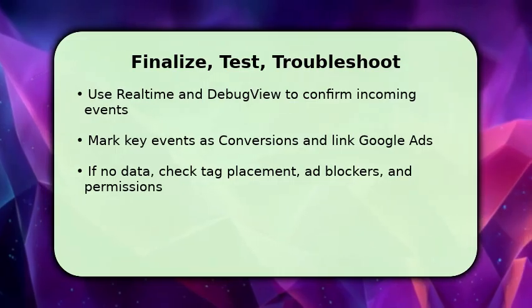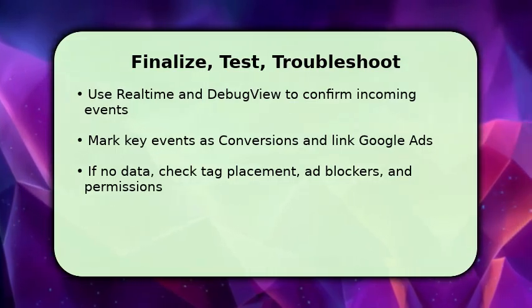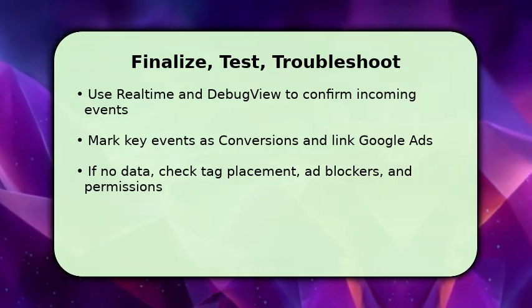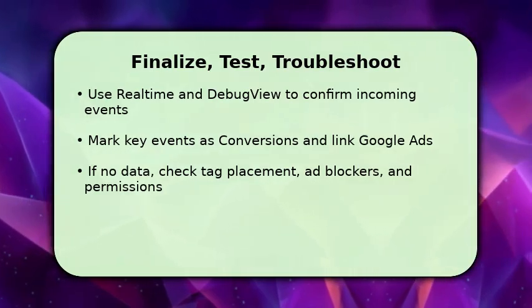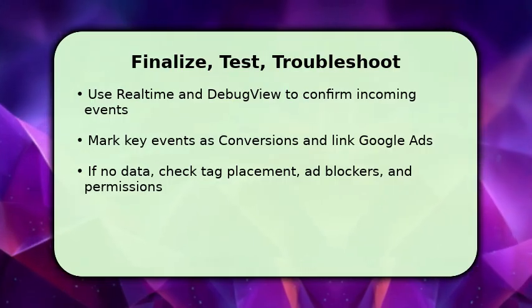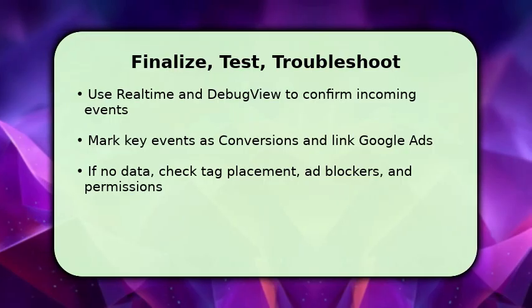If things go wrong, the most common fix is checking tag placement and measurement ID accuracy, ensuring no ad blockers interfere, and confirming user permissions in admin. If you still see no hits, inspect the browser console for tag errors and redeploy after correcting them.